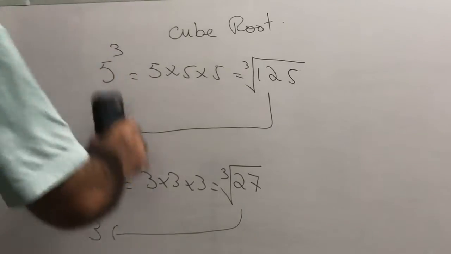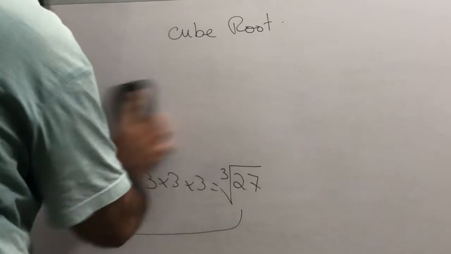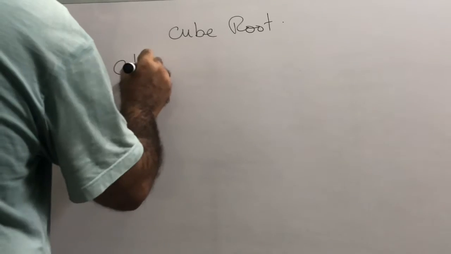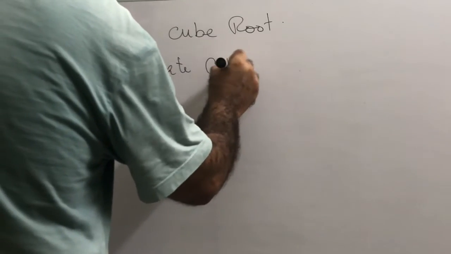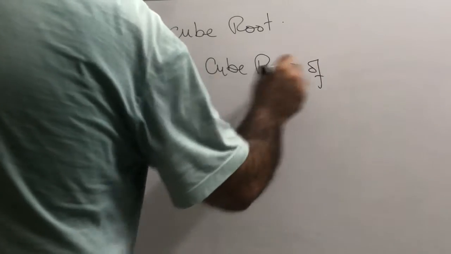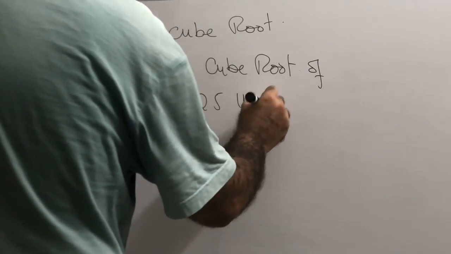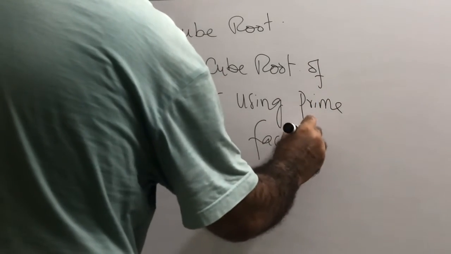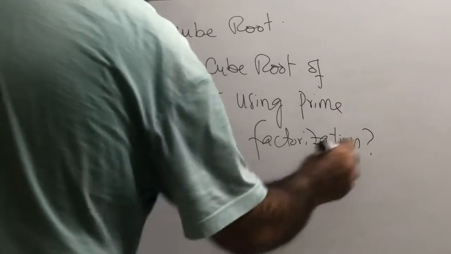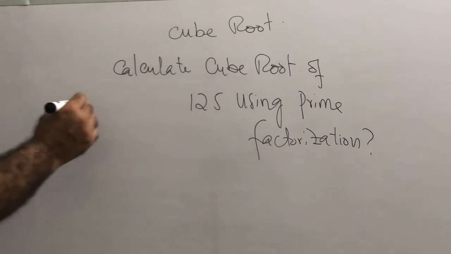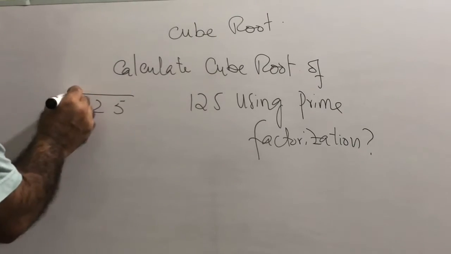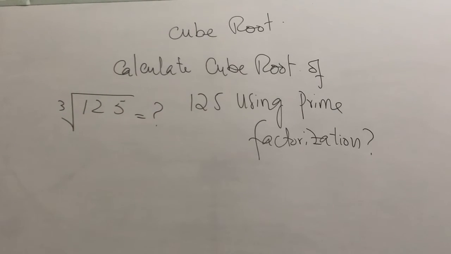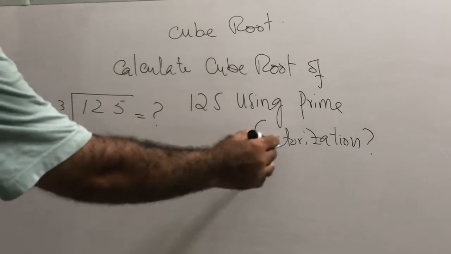Okay. So now how to take the cube root? We will tell you how to take the cube root. If we say calculate the cube root of 125 using prime factorization. How to do this? First of all, we will be writing 125 like this. It means that we need to find the cube root of 125. Okay. Then we will do the prime factorization. How?